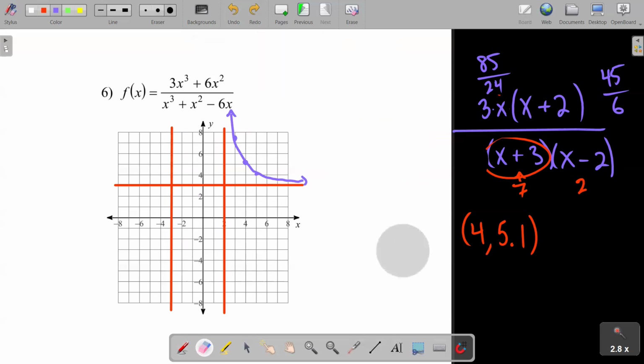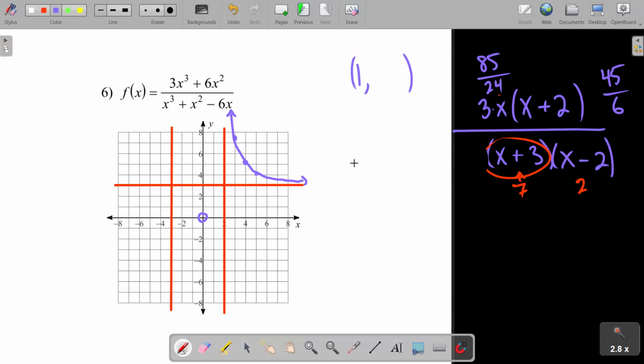We know that 0 is going to give us a hole. So let's not do 0. Good call. So we know there's a point right here that's a hole. So let's do like 1. Thanks for the reminder on that there.